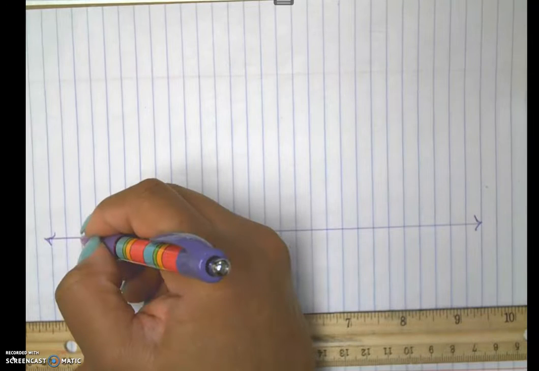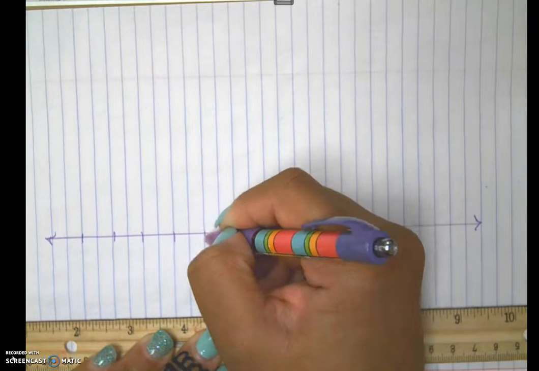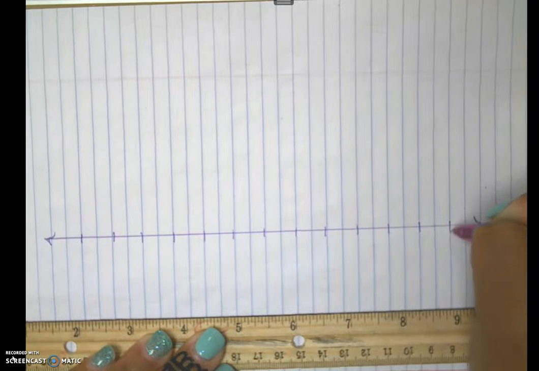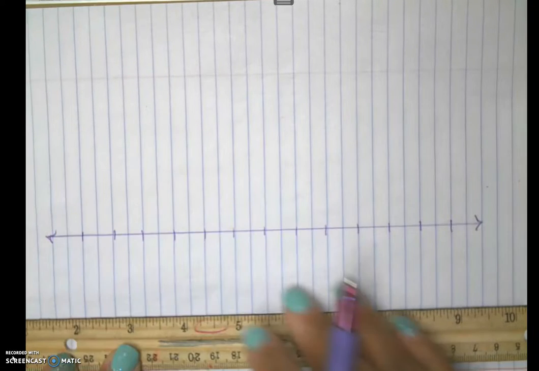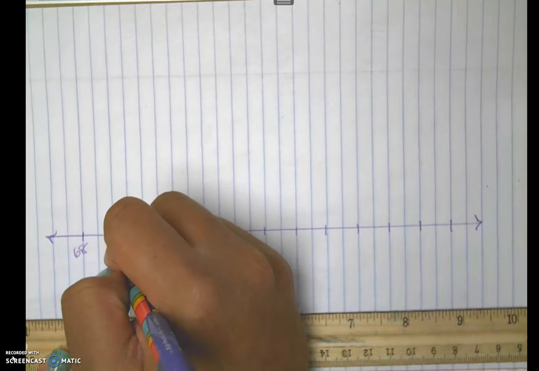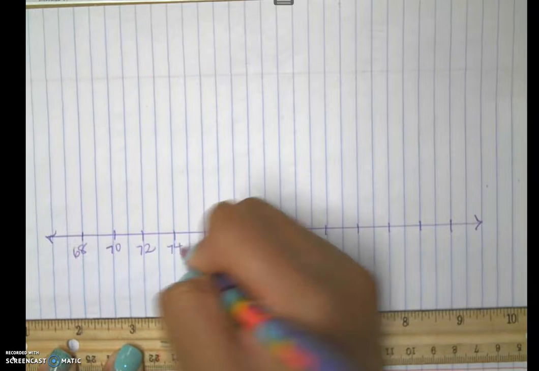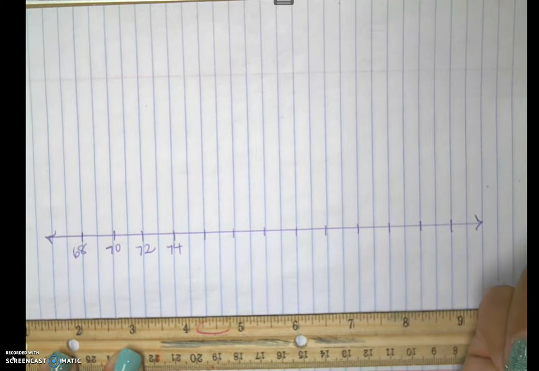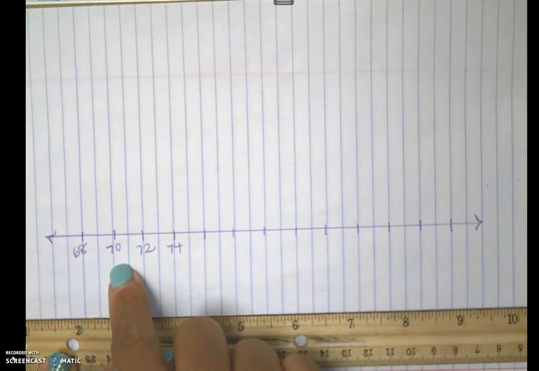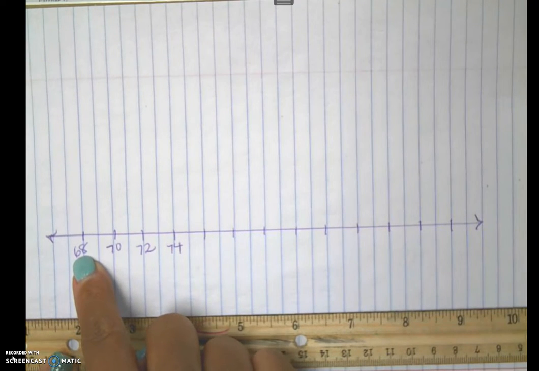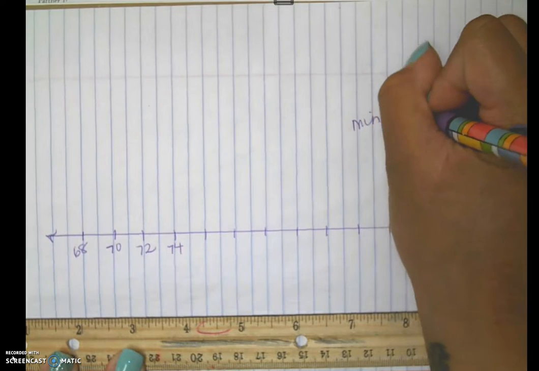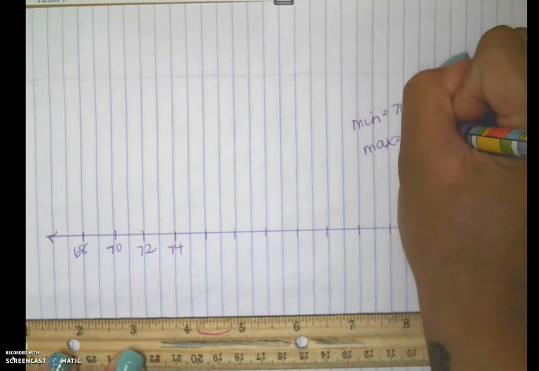So 1, 2, 3, 4, 5, 6, 7, 8, 9, 10, 11, 12, 13. So my lowest was 70, so I'll say about 68, 70, 72, 74. Now you should be able to choose an appropriate scale for your data, not for mine. Just because I'm counting by 2s doesn't mean you have to count by 2s. And just because I'm starting at 68 doesn't mean you have to start at 68. I'm trying to accommodate my data where my minimum is 70 and my maximum is 90.